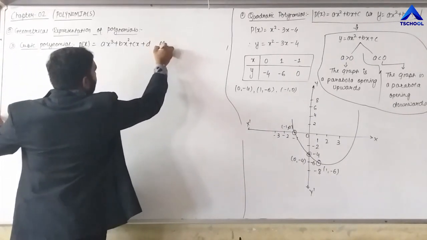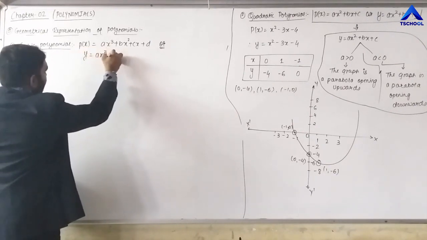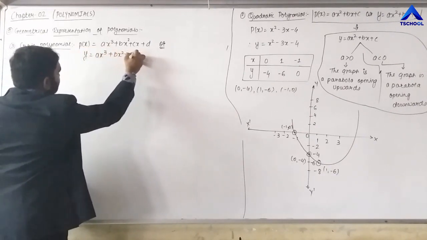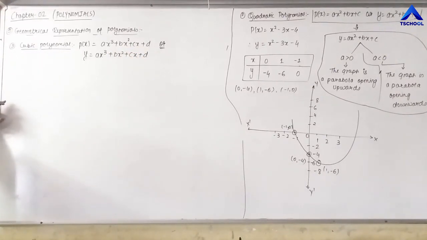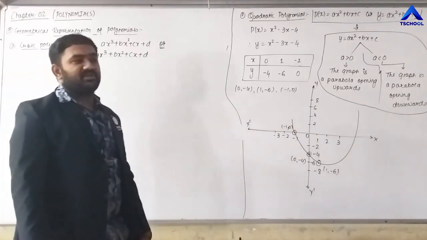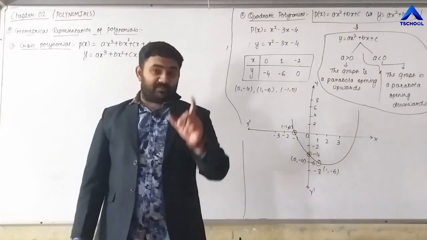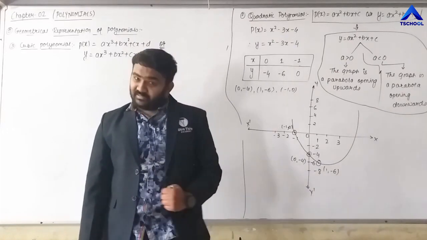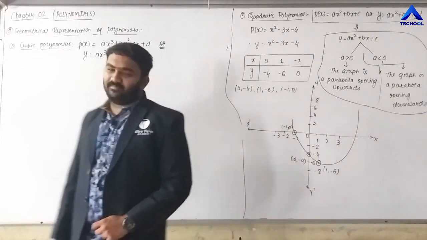Or you can also write it like y equals ax cube plus bx square plus cx plus d. Right? So that is also a cubic polynomial. Now, the geometrical representation of this polynomial is a waveform. Have you seen waves in the ocean? The waveforms, right? It looks somewhat like that.